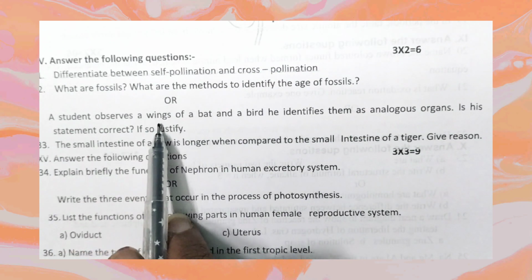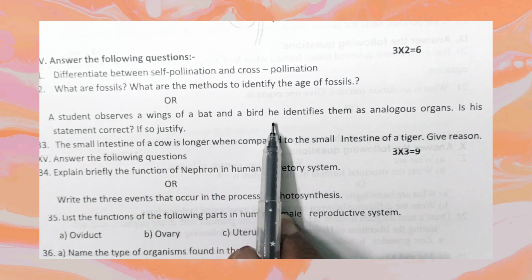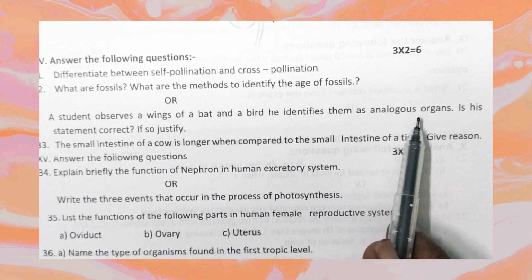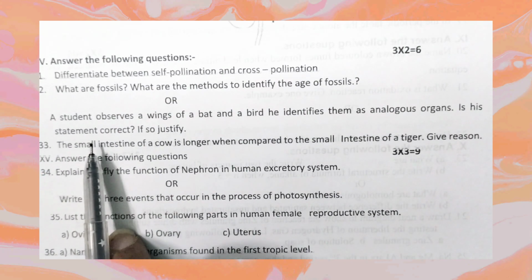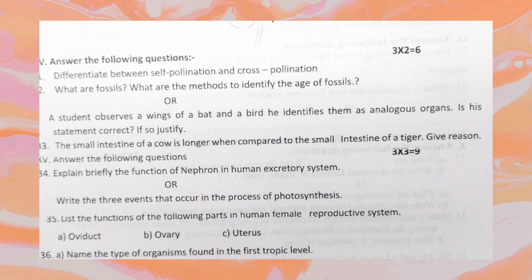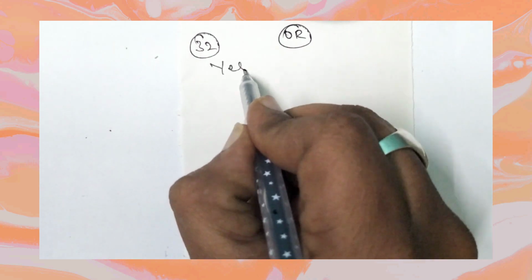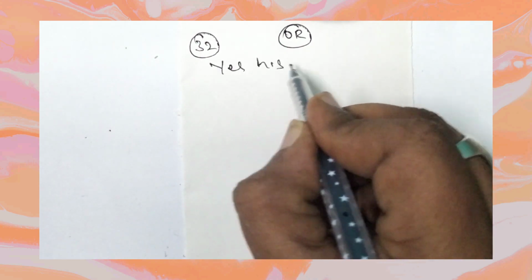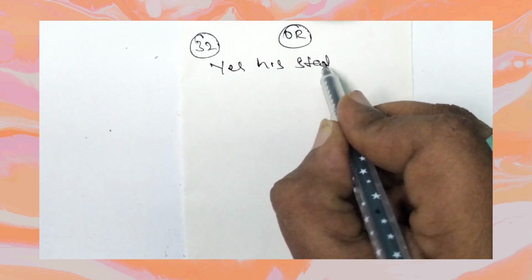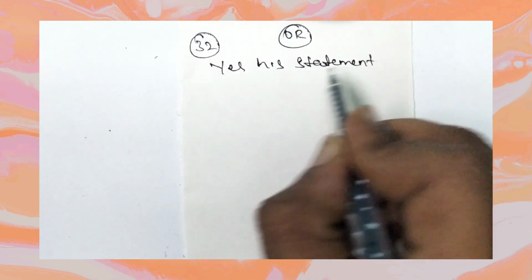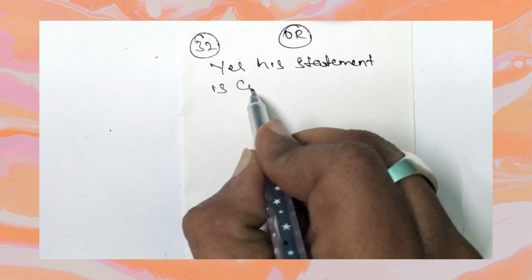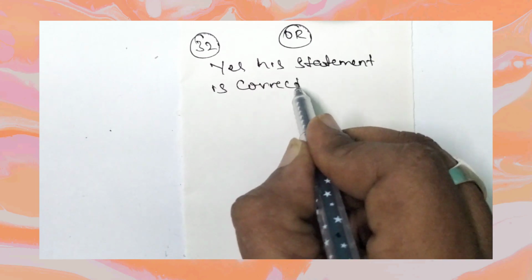A student observed wings of a bat and a bird. He identified them as analogous organ. Is statement correct? If so, justify. So let us answer the first part. Yes, the statement is correct.